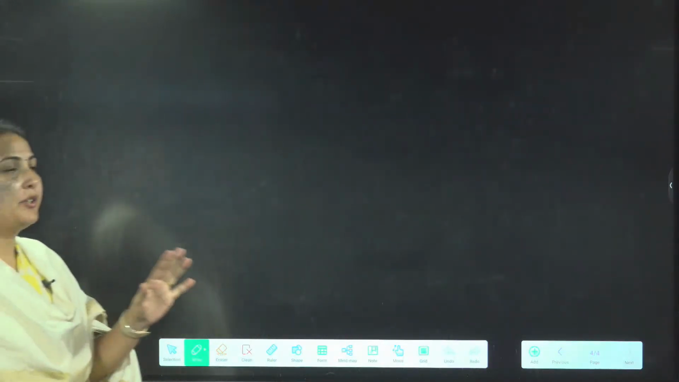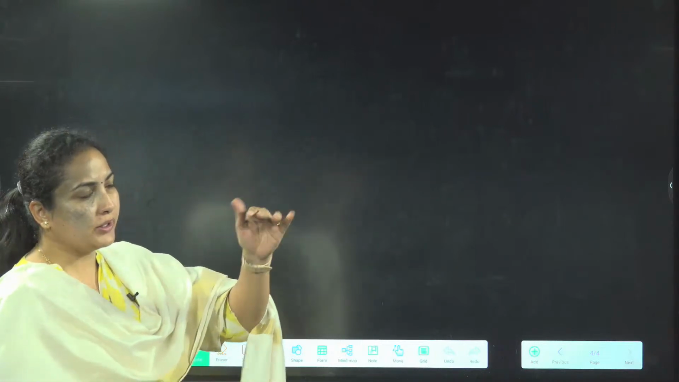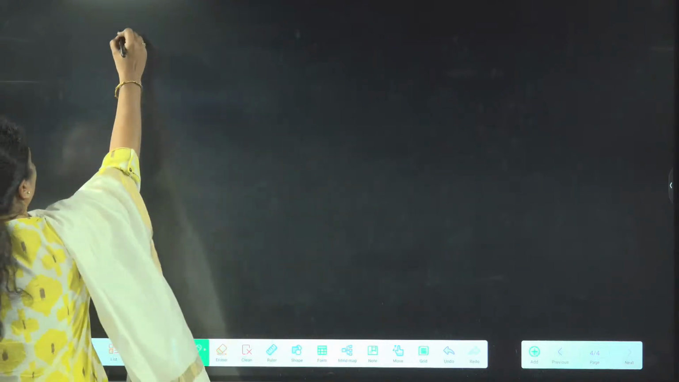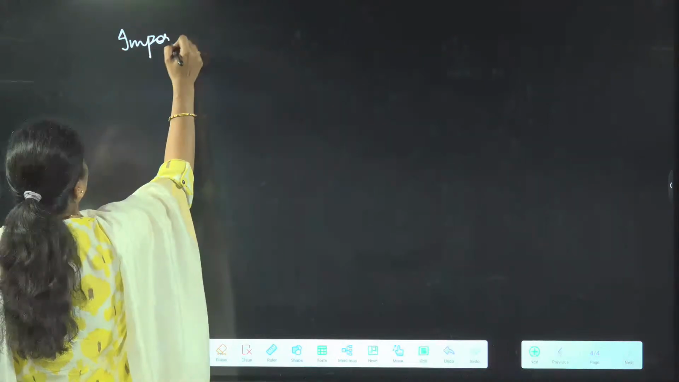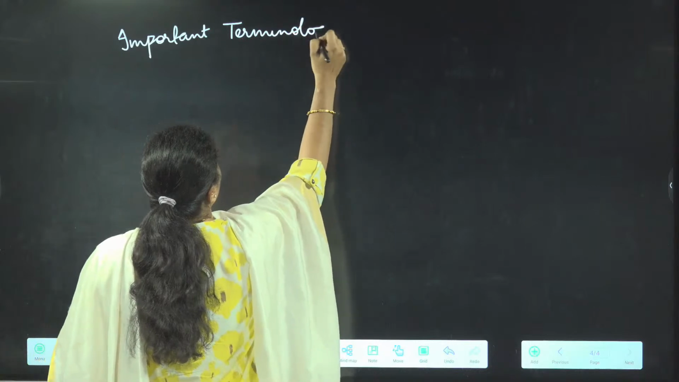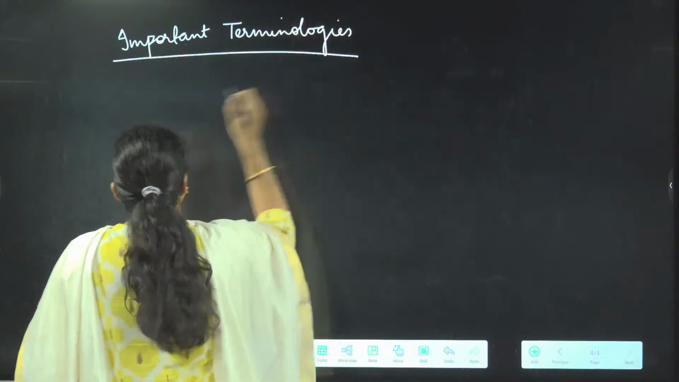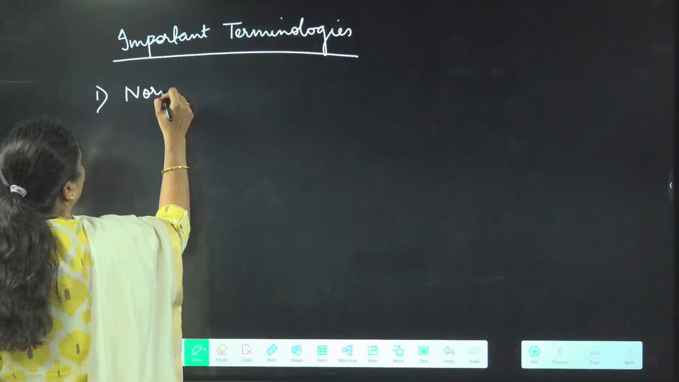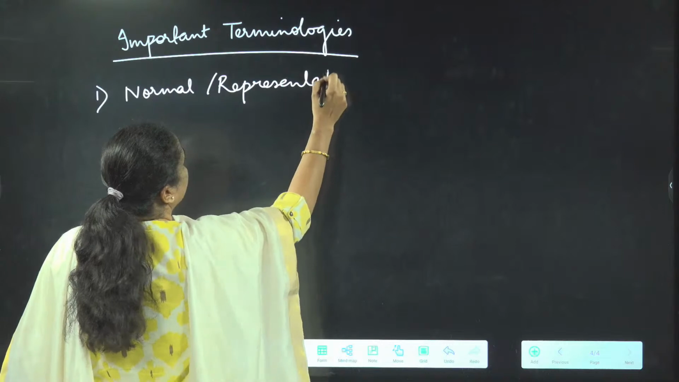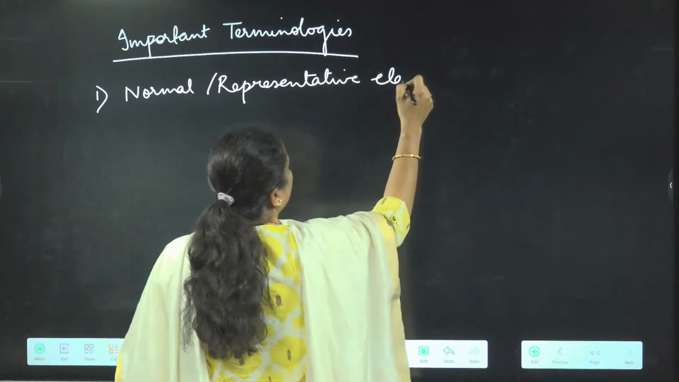Now, with this, we finish off all the classification here: S block, P block, D block, and F block elements. Now, there are certain terminologies which we need to know, and they are very common, and we are just going to write about them. Okay. So let us write down important terminologies. So in that, the first one is normal or representative elements.